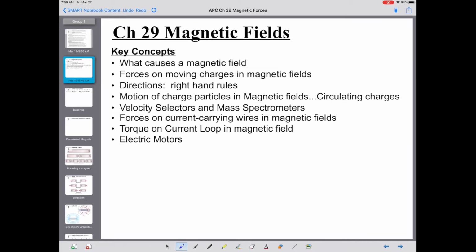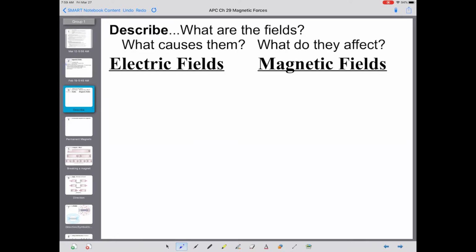Welcome back to AP Physics. Today it's time to ponder magnetic fields. So you can see the overall key concepts from this chapter. Today we're going to focus on these first four, looking at what causes magnetic fields, then forces on charges, directions, and motions of particles. So let's consider first of all what causes magnetic fields.